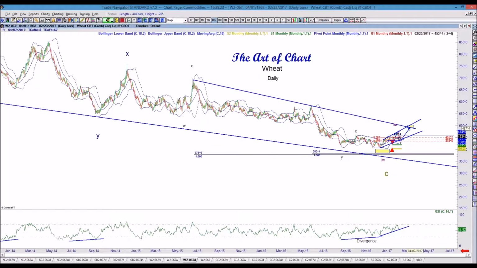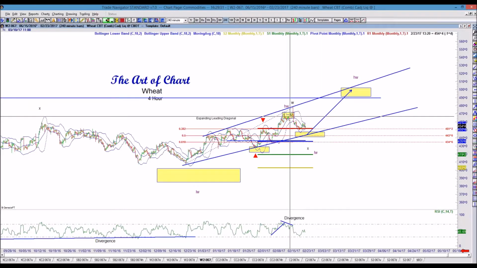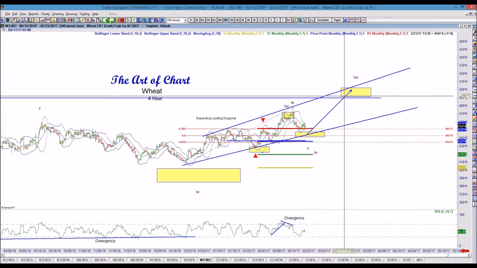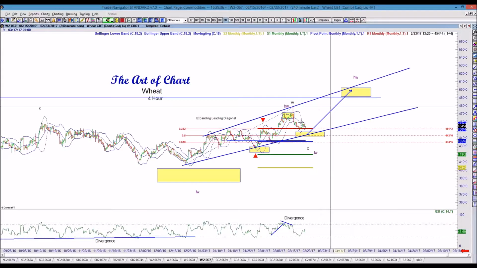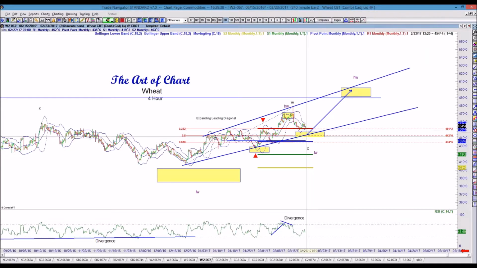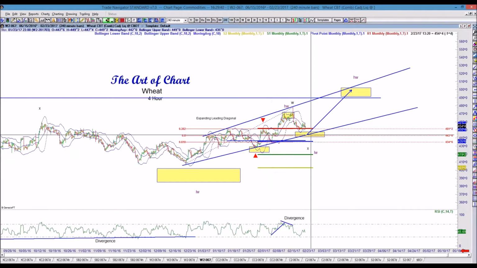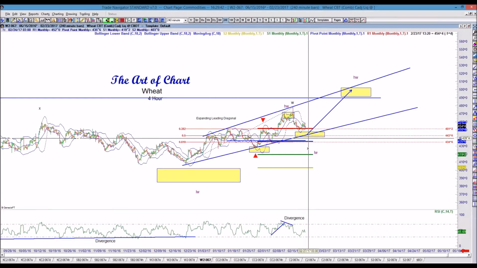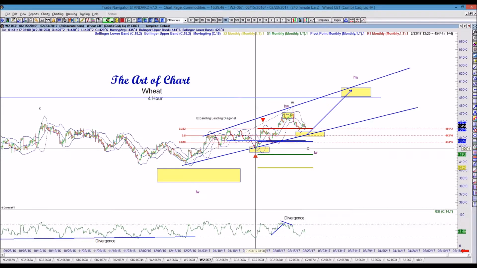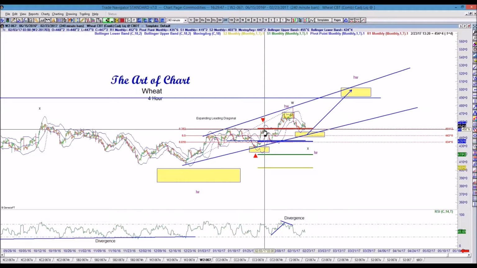So we're looking for a high basically around the 500 area, and that's roughly speaking where, if you look at the 4-hour chart, we're going in terms of this contracting ending diagonal. So in the next couple of days, I'm expecting an expansion in wheat. Now, if I'm wrong, the trend line breaks, and by the way, our stop is down here, because we are already off 1/3 of the trade.